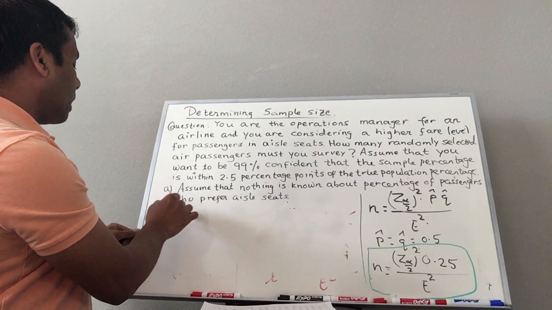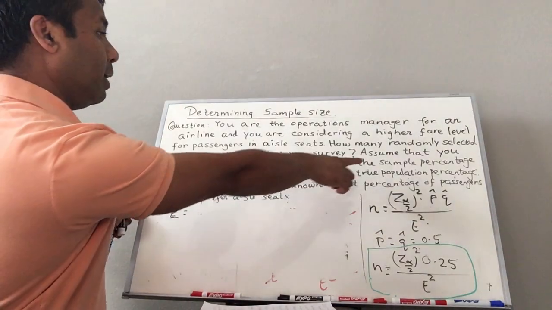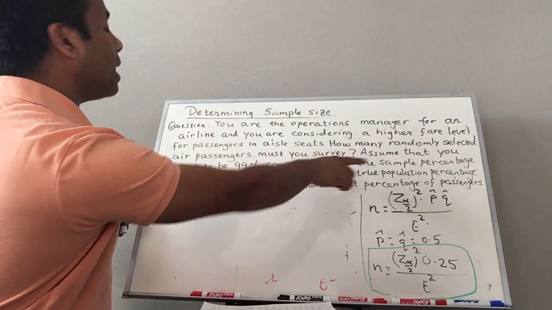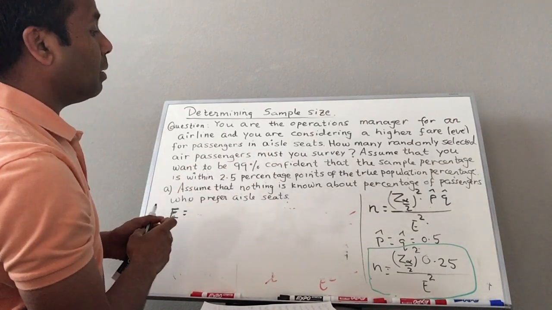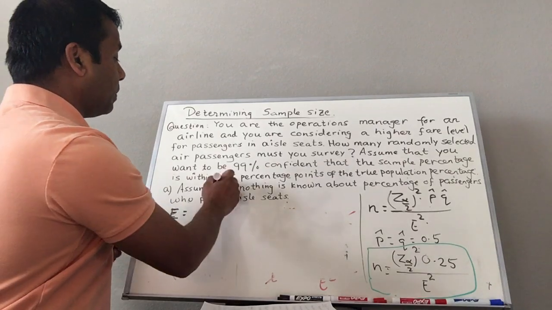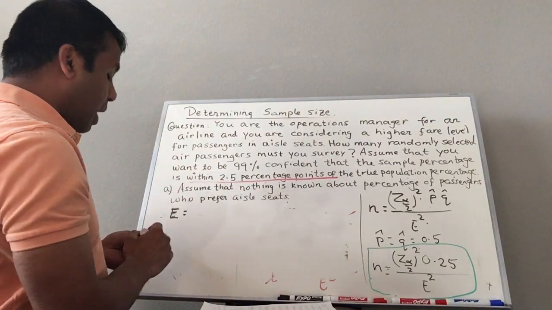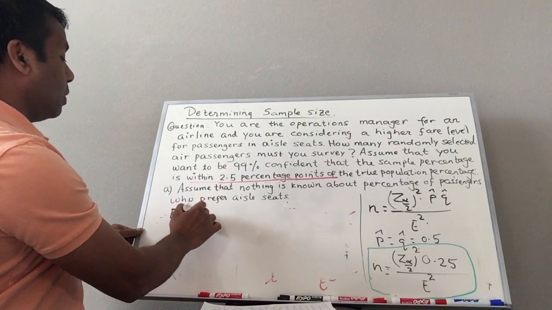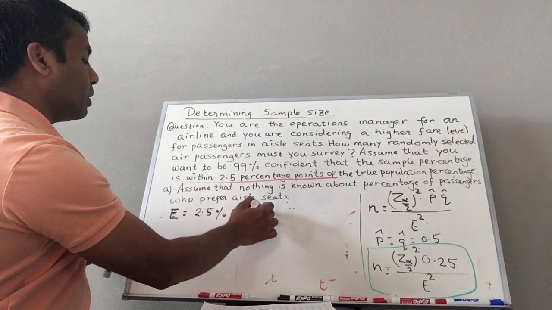Okay, here. Assume that you want to be 99% confident that the sample percentage is within 2.5 percentage points of the true population percentage. This is the margin of error, okay guys? So what is the value of E? The value of E here is 2.5%, which is 0.025.